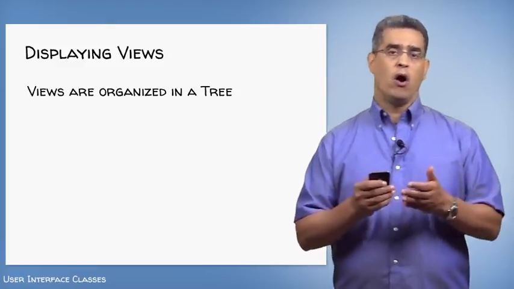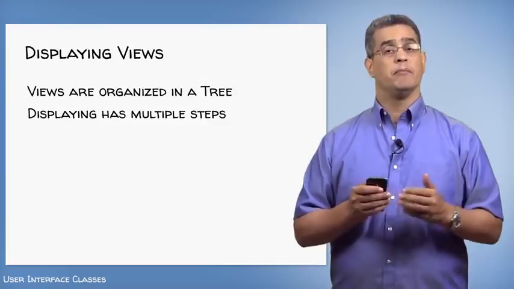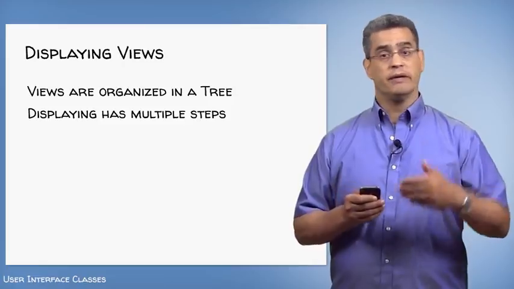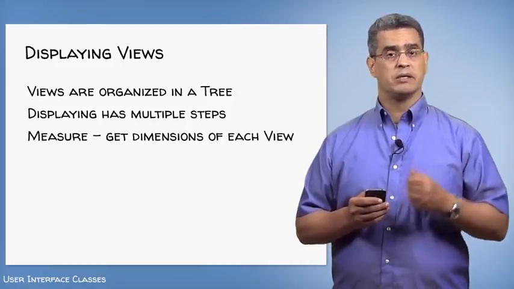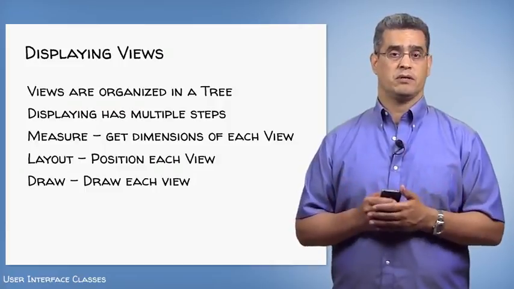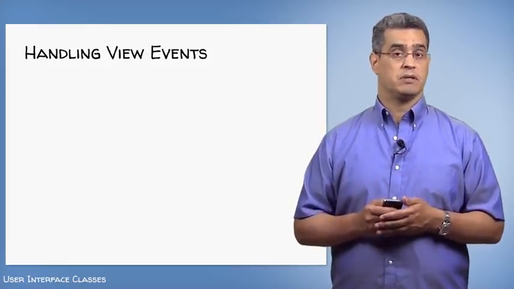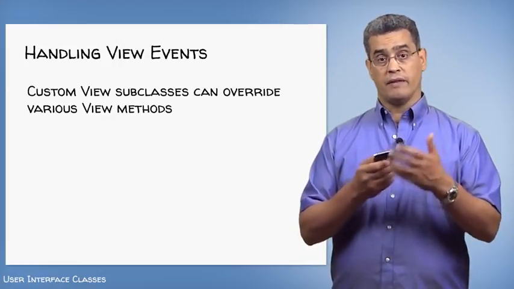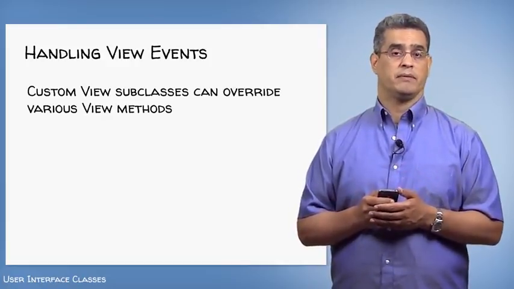When Android goes to draw all of these views on the screen, it does so by walking through this view tree multiple times, each time doing something a bit different. So conceptually, on the first pass, it measures all of the views. On the second pass, it positions all the views. And on the third pass, it draws all the views. Now, much of the time, you don't worry or care about these steps. But if you create your own custom view subclasses, then you may also want to override these various view methods to ensure that your custom view is drawn the way that you want it to be.